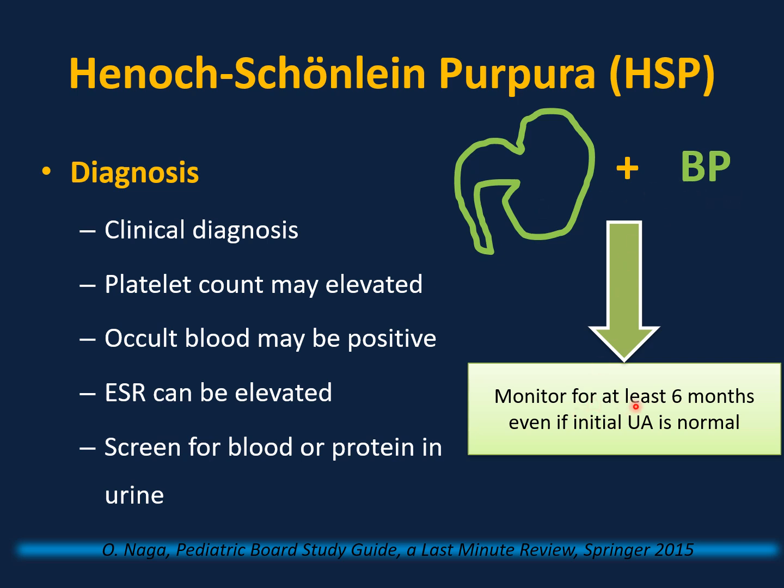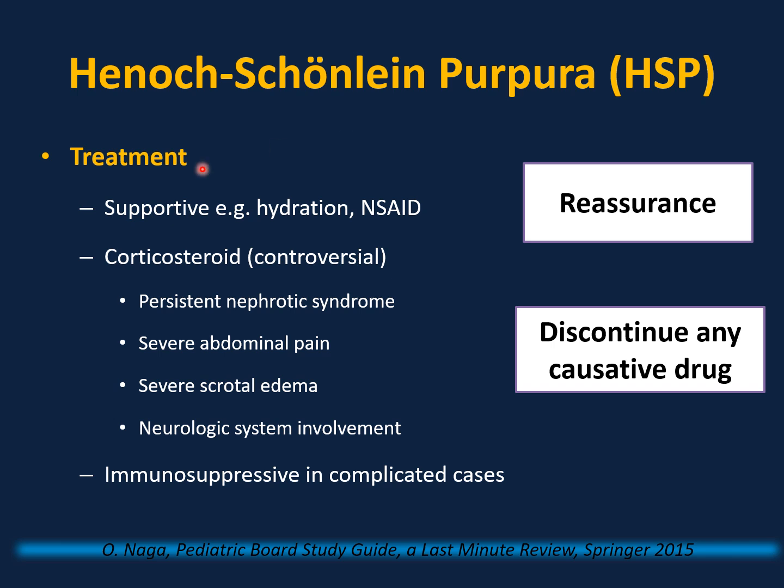And you need to repeat the test over 6 months, even if the initial lab for urine was normal. Treatment of Henoch-Schönlein Purpura is supportive: reassurance, discontinue any causative drugs, for example ampicillin, hydration, non-steroidal anti-inflammatory drugs for joint pain and swelling. Corticosteroid use is controversial, however can be considered in cases like persistent nephrotic syndrome, severe abdominal pain, severe scrotal edema, neurologic system involvement, immunosuppressive in complicated cases.